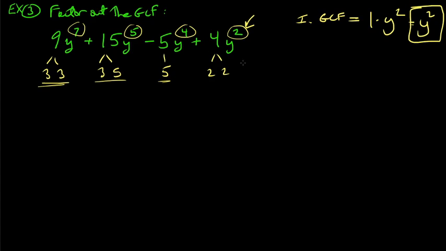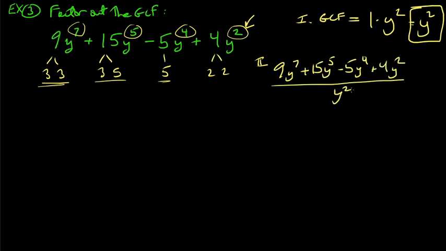So now we just divide. And I hate writing this all over again, but 9y to the 7 plus 15y to the 5 minus 5y to the 4 plus 4y squared, and just divide everything by y squared. So you're going to get 9y to the 5 plus 15y to the 3 minus 5y to the 2 plus 4.